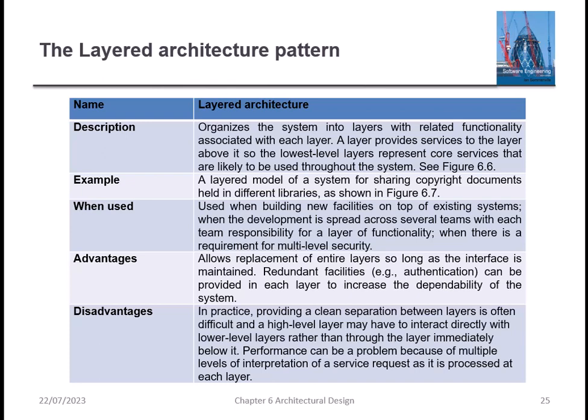So this means the services come from the lowest layer and pass to the upper layer, and then data proceeds further through the layers. Example: the layer model of a system for sharing copyright documents held in different libraries.